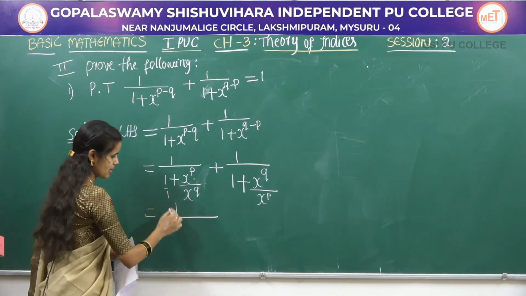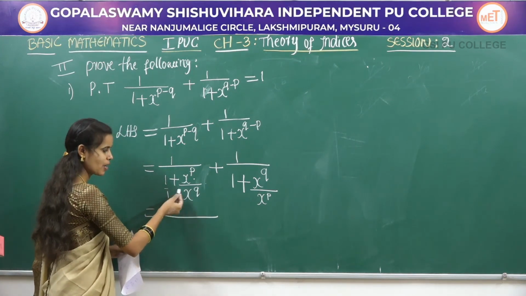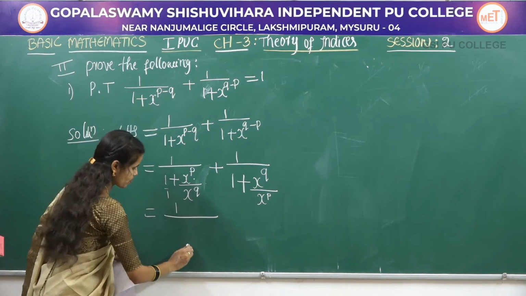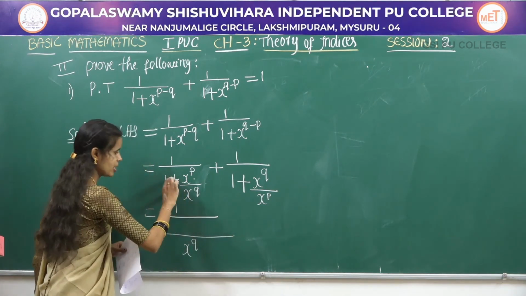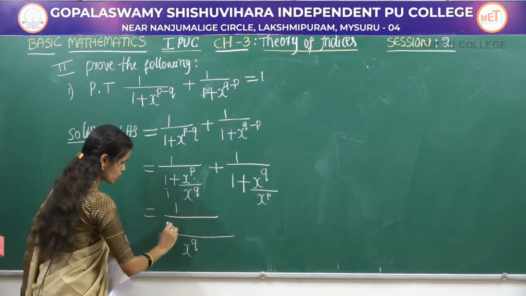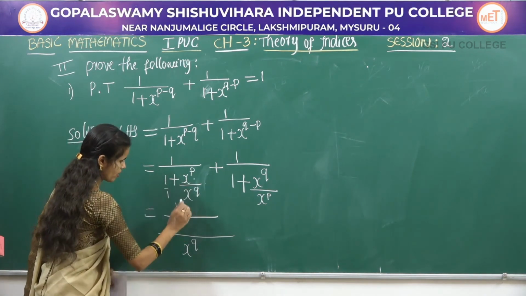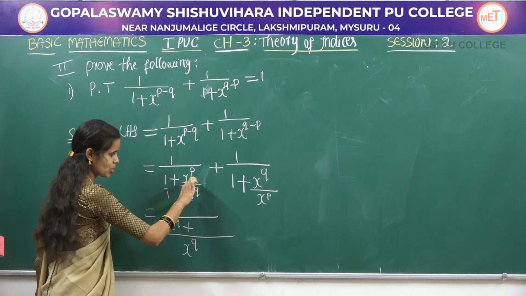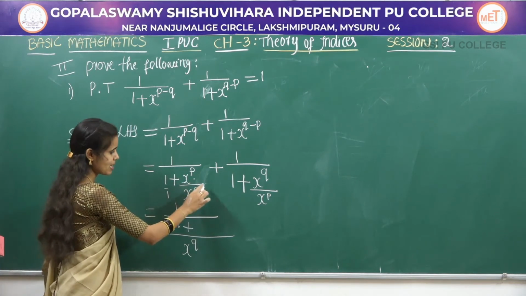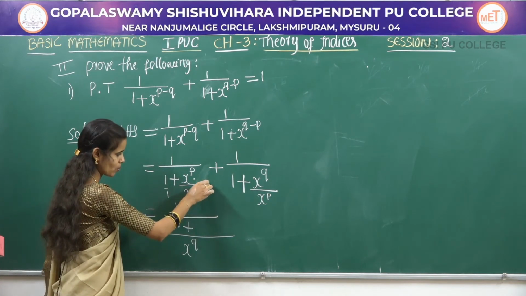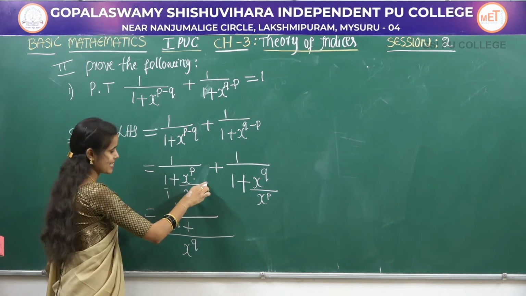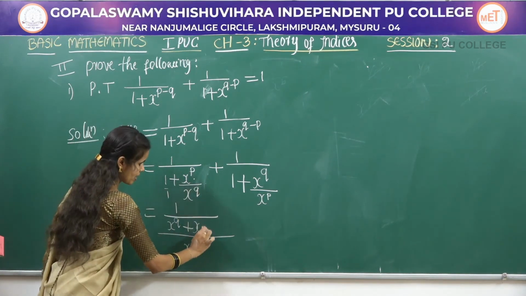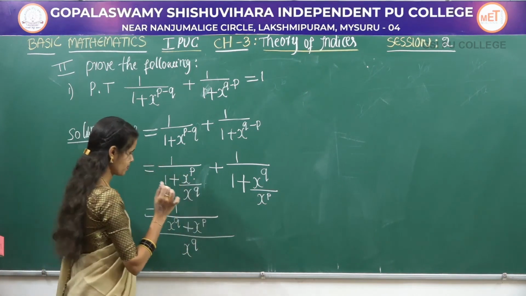Here the denominators are 1 and x to the power of q. Therefore LCM is x to the power of q. Next, multiply each term by the LCM. 1 into x to the power of q, x to the power of q, plus multiply this term by the LCM. LCM is x to the power of q, x to the power of q into x to the power of q gets cancelled. The remaining term is x to the power of p.